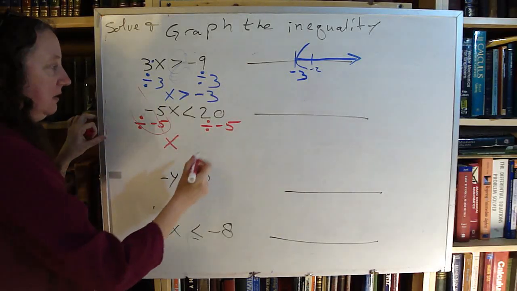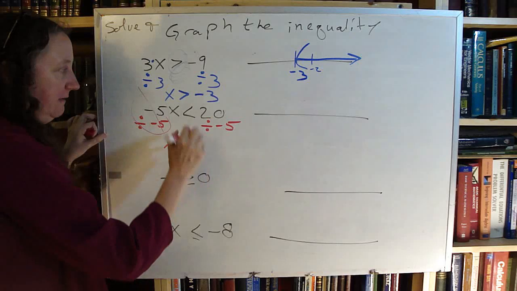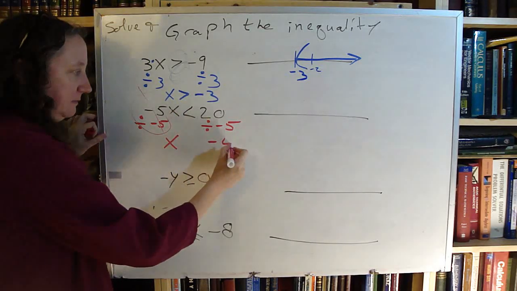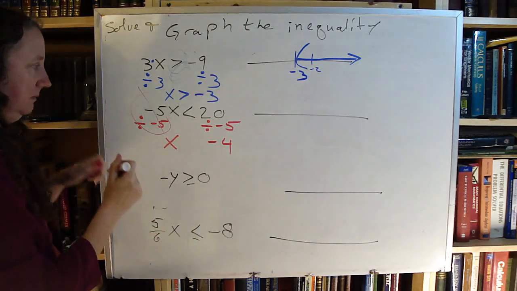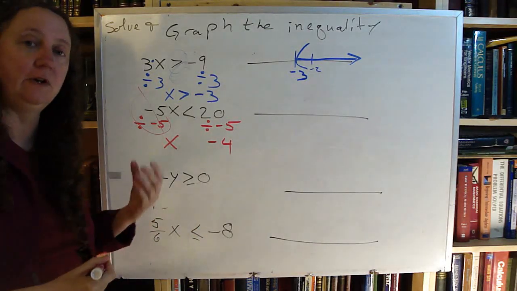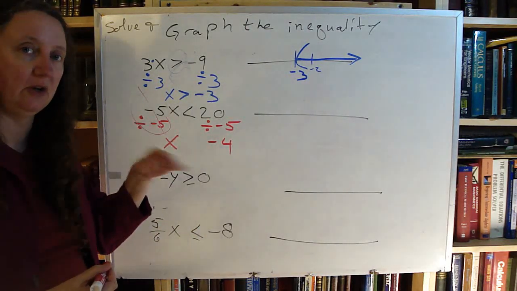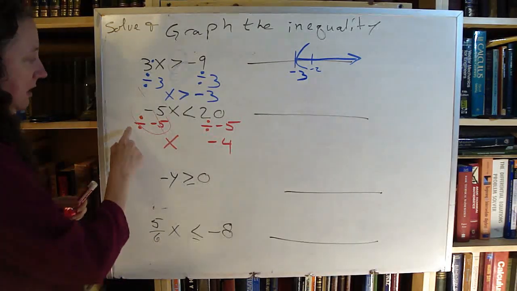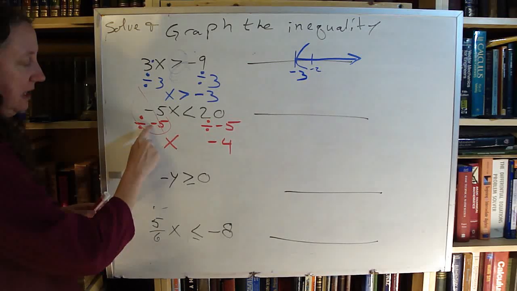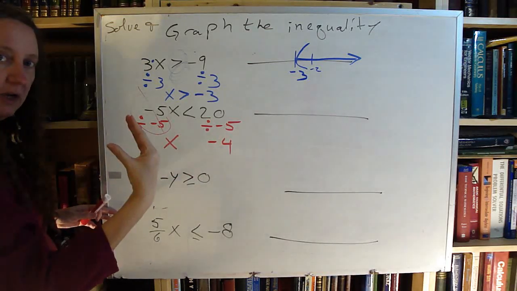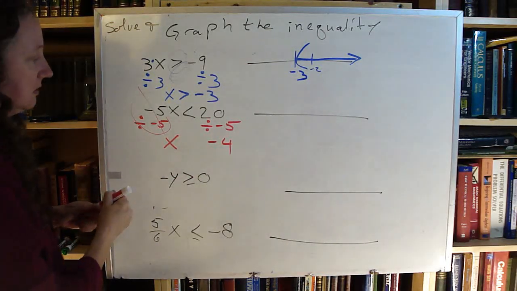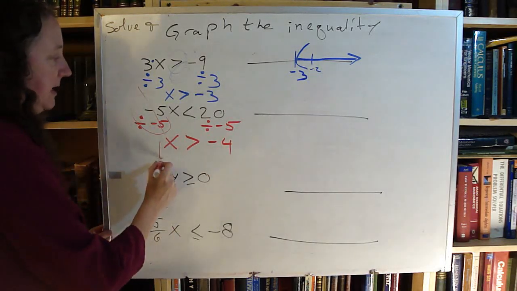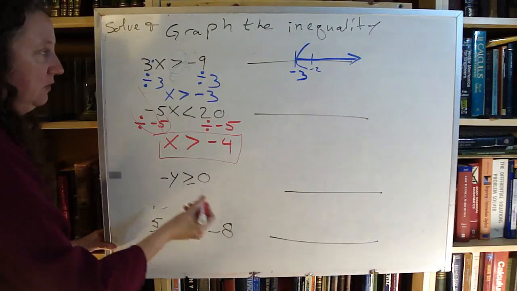I have x. 20 divided by negative 5. Positive divide negative is negative. 20 divide 5 is 4. I have to figure out now, do I want to switch my sign or not switch my sign? I divided by a negative number. My sign gets switched. Now I have my answer. I need to graph it.